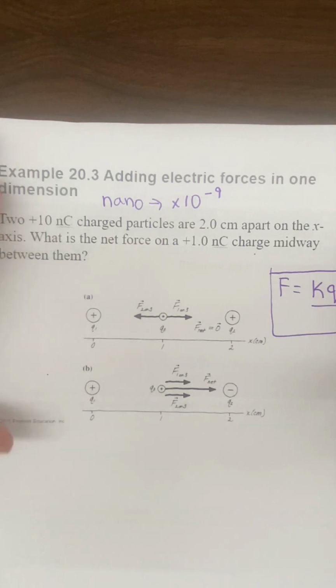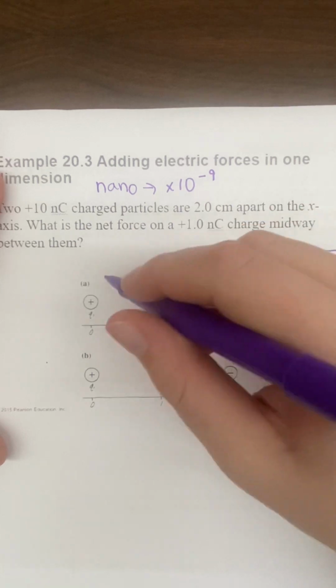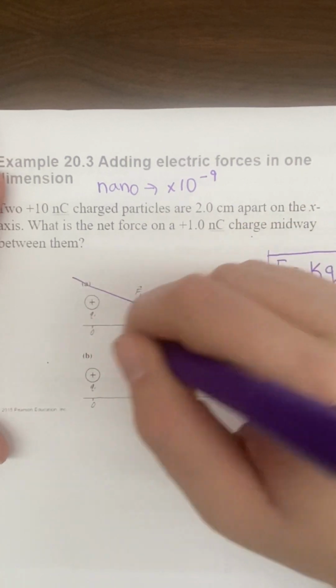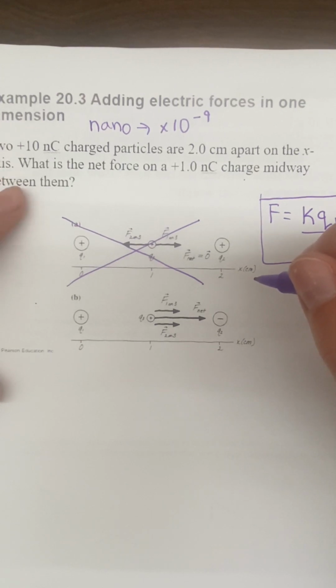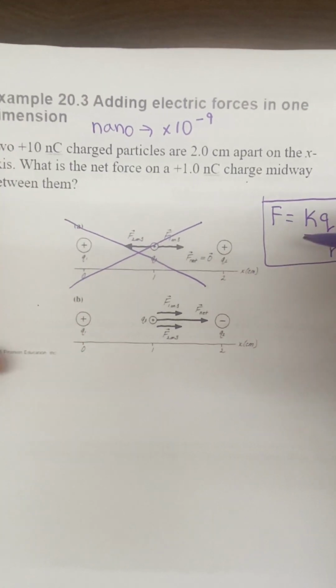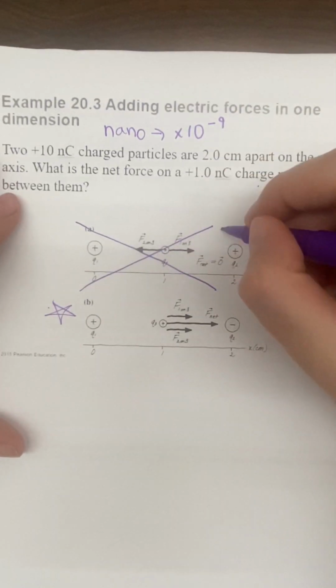Okay, correction here. There were 2 questions here, A and B. We're looking at B. So instead of 2 10 nanocoulomb positive charges, there's 1 positive and 1 negative. So this is our situation here. Otherwise, F net would be 0, right?